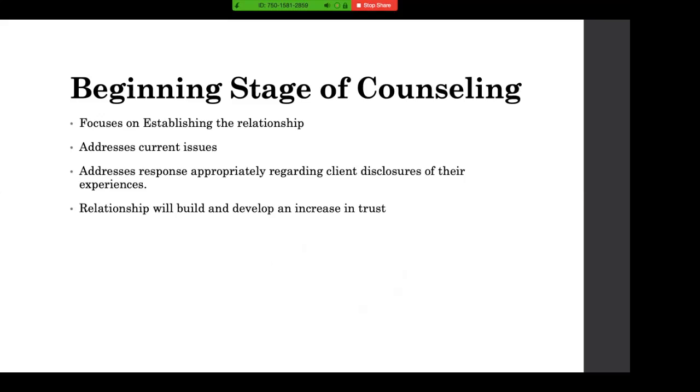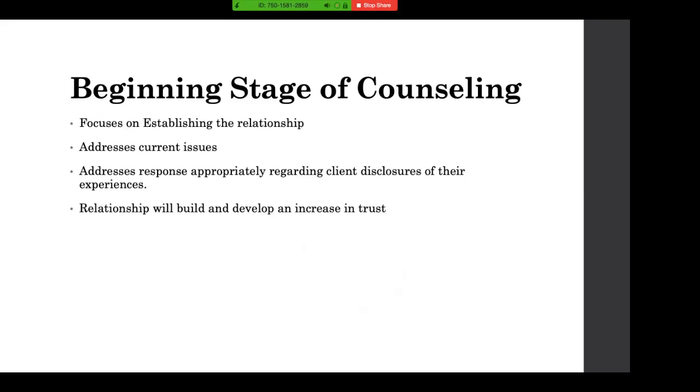So the beginning stage of counseling focuses on establishing the relationship, addressing the current issues, and responding appropriately to the client's disclosures of their experiences. Then the relationship will build and develop and increase in trust. The beginning stages vary depending on the situation and the clients. Most of the time, clients are learning that they can trust their counselor and find that safety net while working with their counselor.